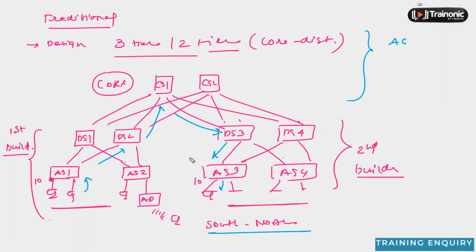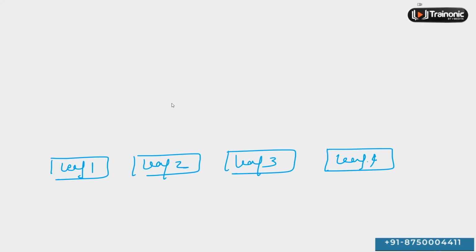In the data center, it is more of a spine-leaf type of architecture, where we have some switches. We call them leaf switches, for example, leaf switch number 1, leaf switch number 2, leaf switch number 3, and leaf switch number 4. Then we are going to connect these leaf switches with spine switches. Let's call that spine switch number 1 and spine switch number 2.